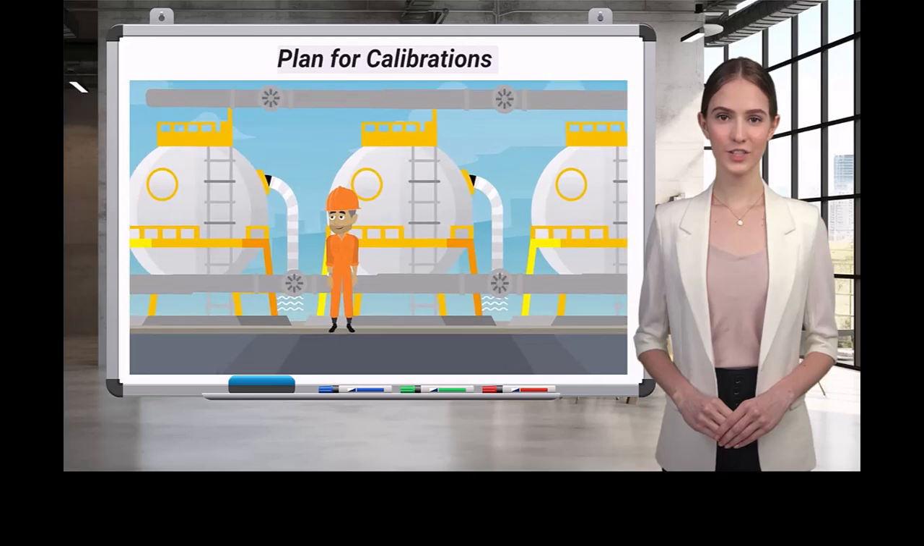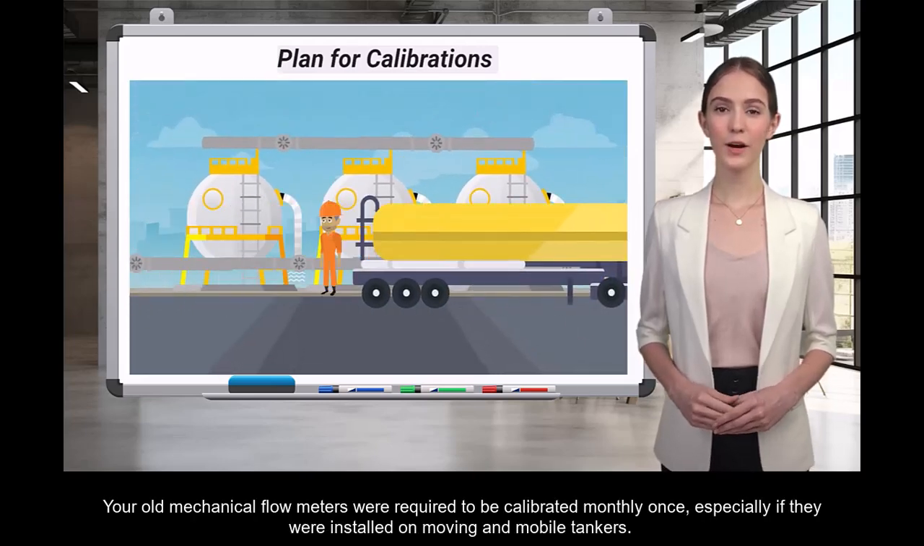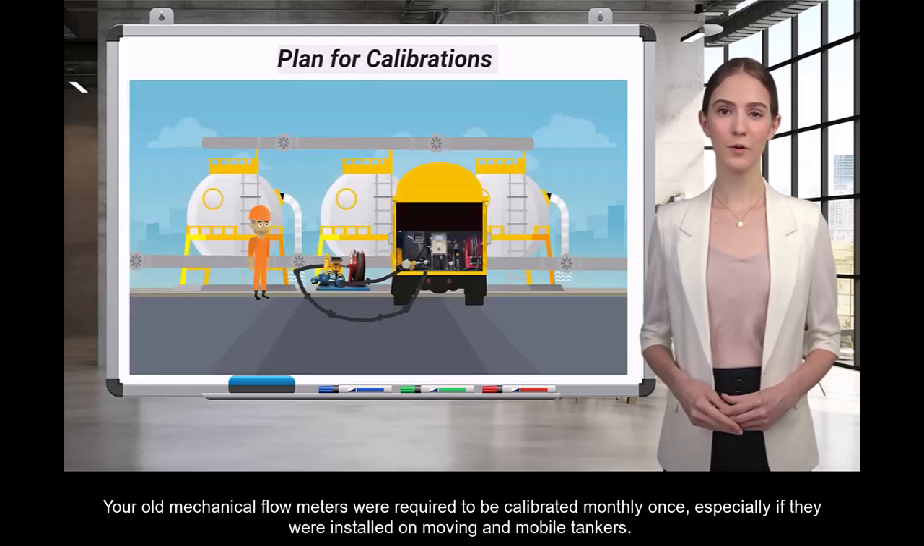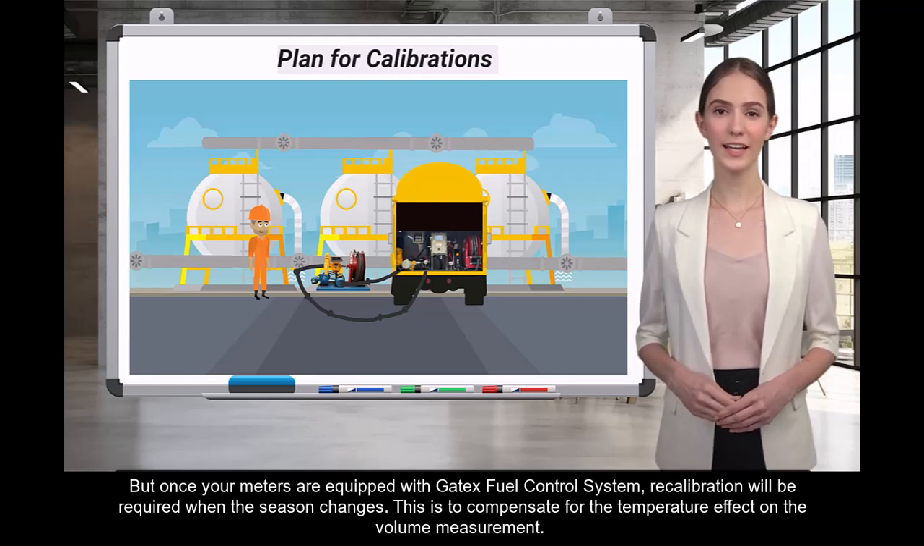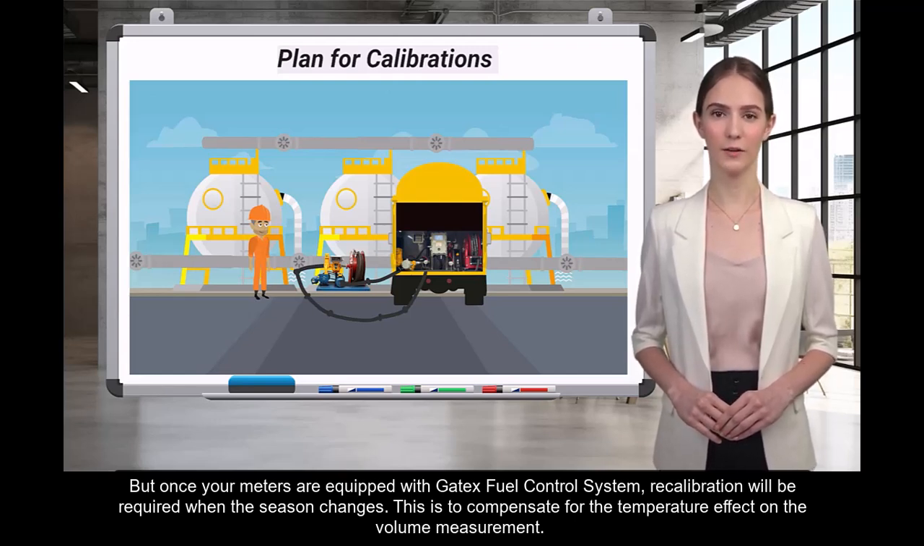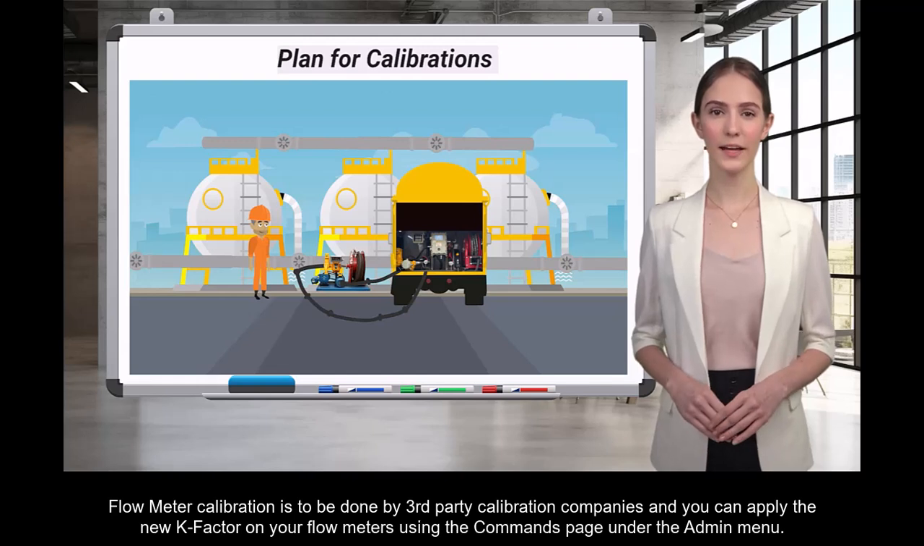Plan for calibrations. Your old mechanical flow meters were required to be calibrated monthly once, especially if they were installed on moving and mobile tankers. But once your meters are equipped with GateX fuel control system, recalibration will be required when the season changes. This is to compensate for the temperature effect on the volume measurement. Flow meter calibration is to be done by third-party calibration companies, and you can apply the new K-factor on your flow meters using the Commands page under the Admin menu.